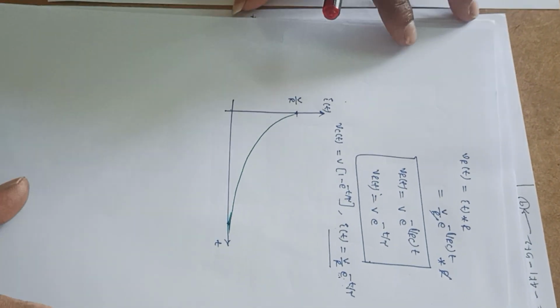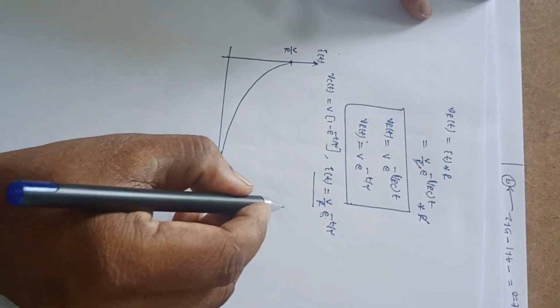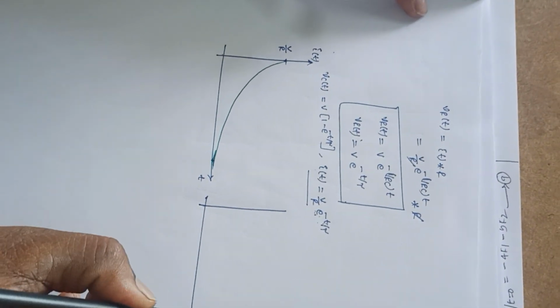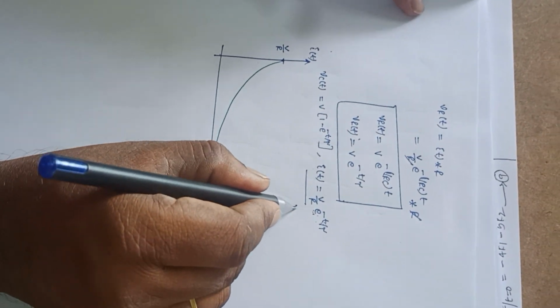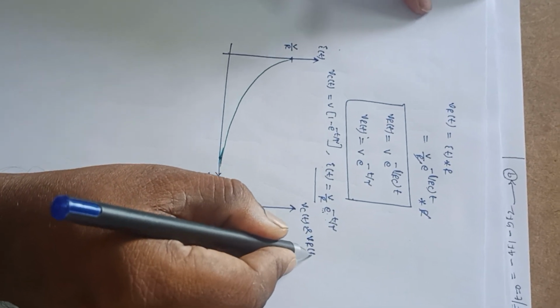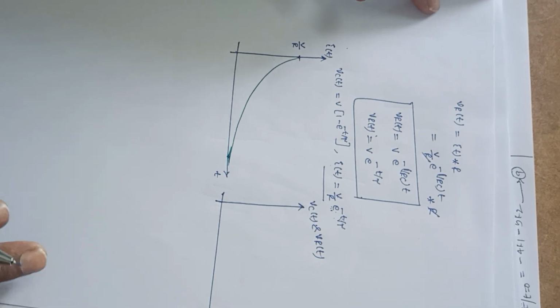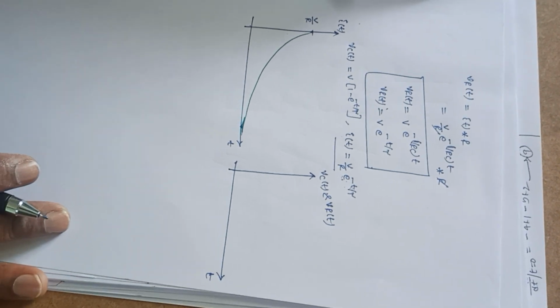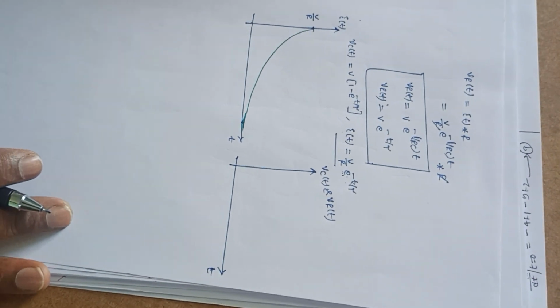If you want to draw the curve for Vc of t and Vr of t, I am taking voltage on the y axis and t on the x axis.